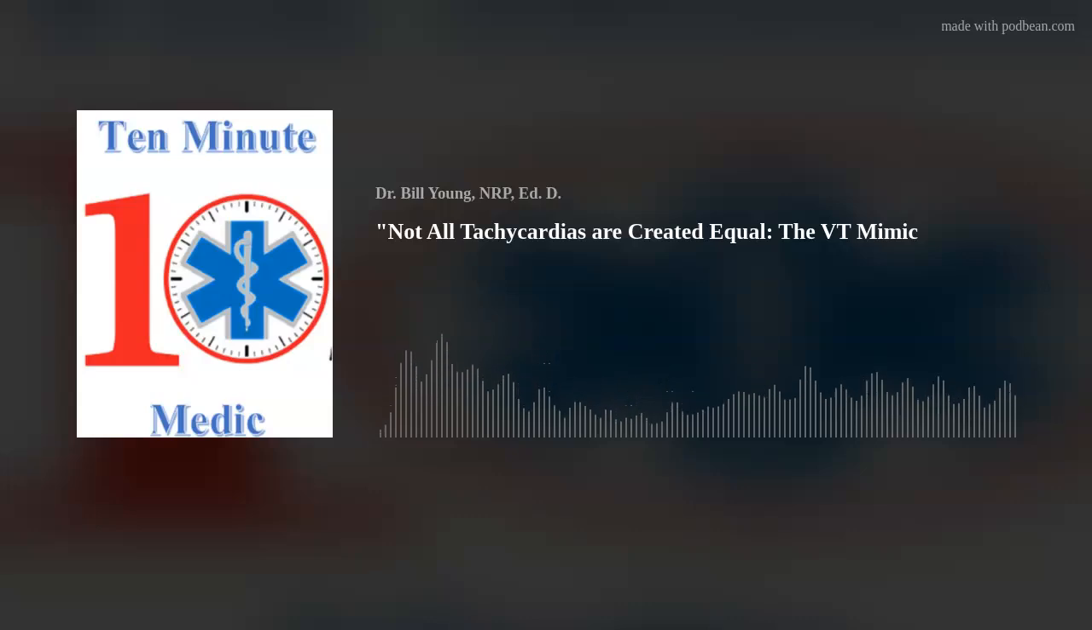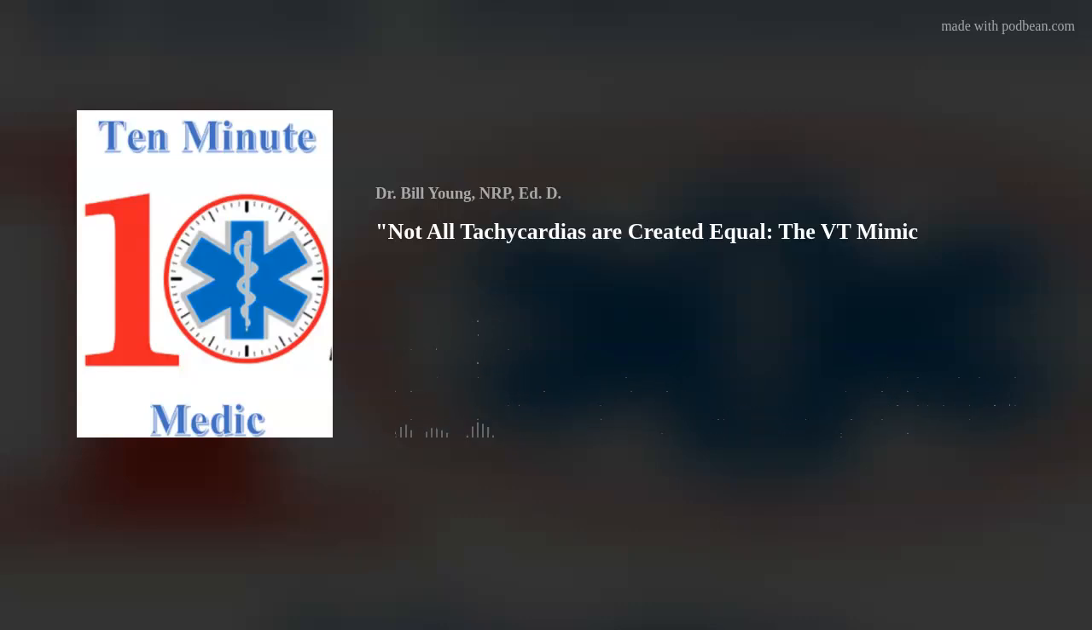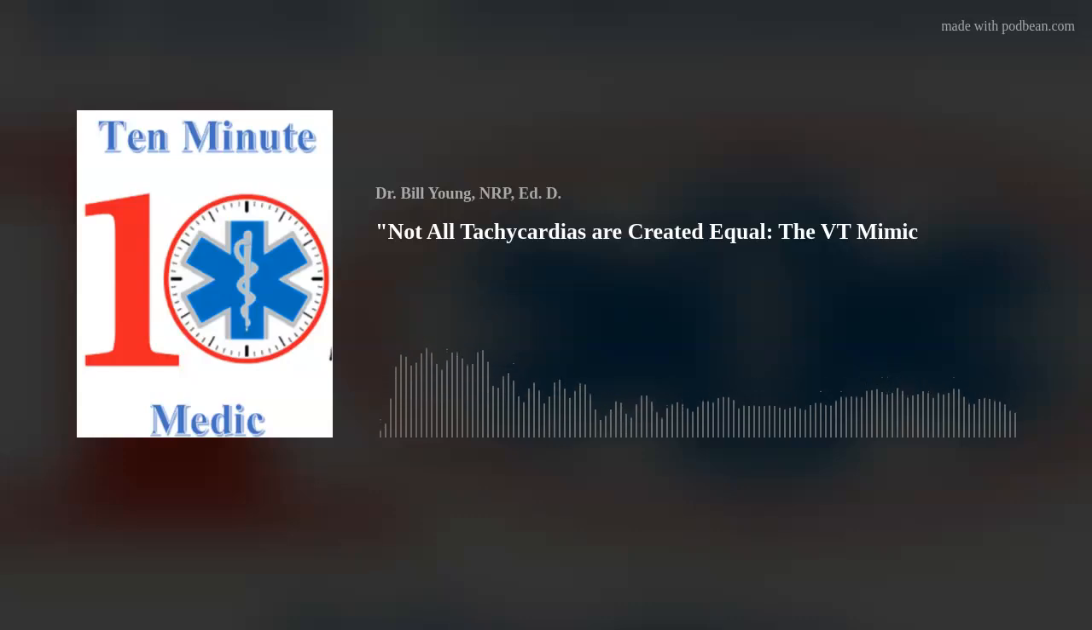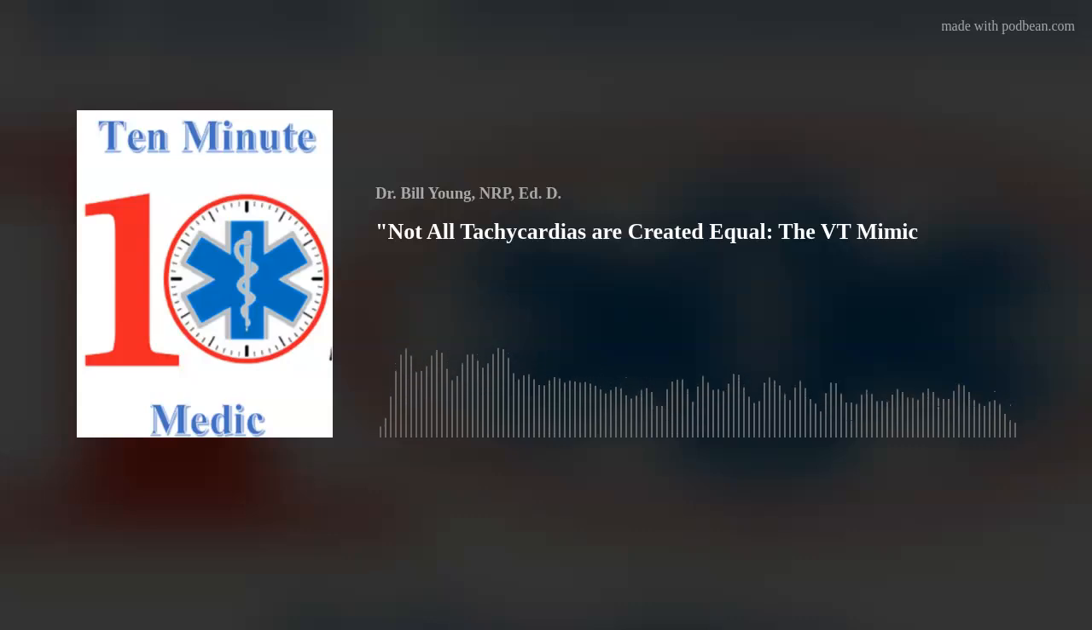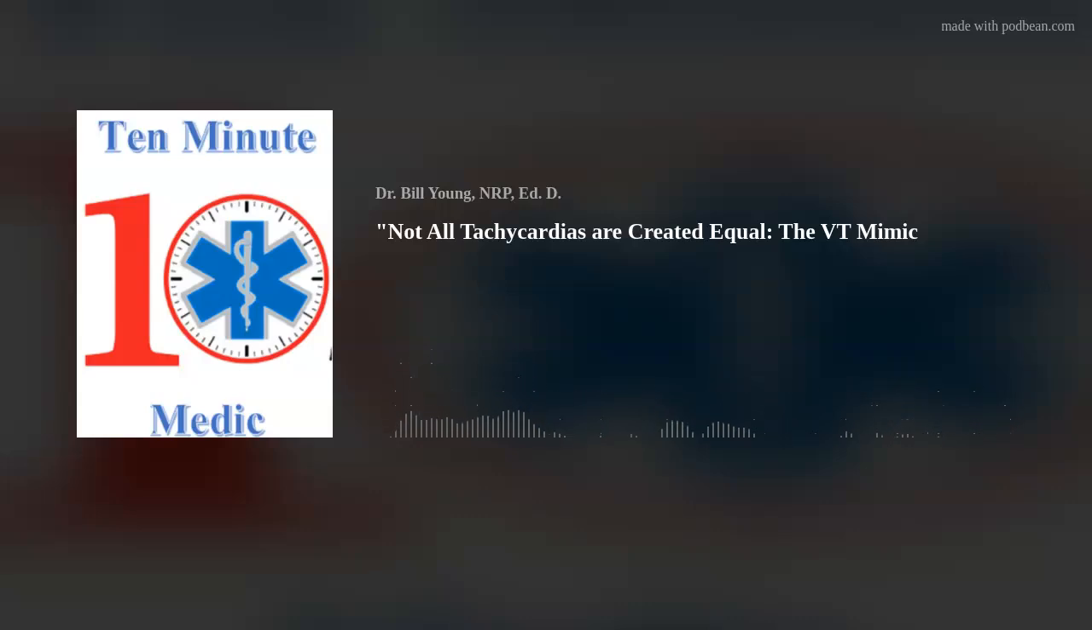The hallmark of SVT with aberrancy is a wide QRS complex, typically greater than 120 milliseconds. This widened appearance is due to delayed conduction through the ventricles, again, often caused by a bundle branch block. Unlike narrow QRS tachycardias, the wide complex can make it hard to immediately distinguish SVT from VTAC.